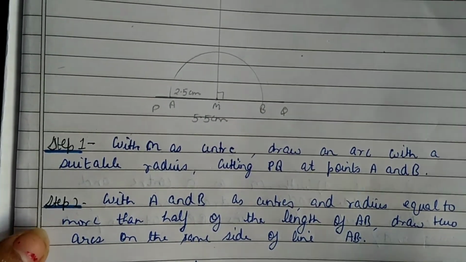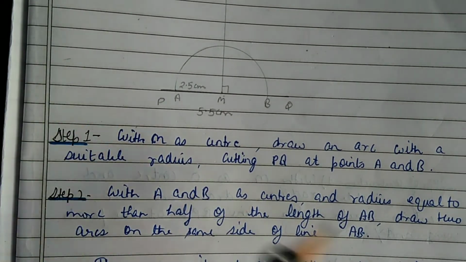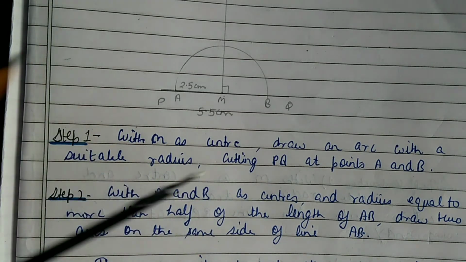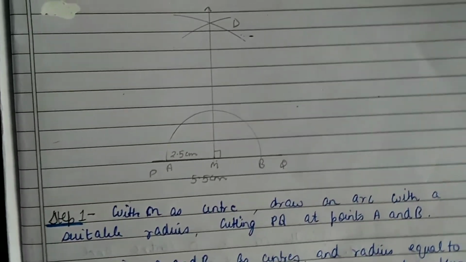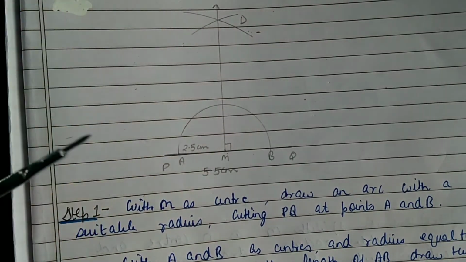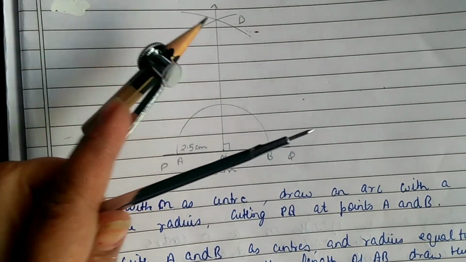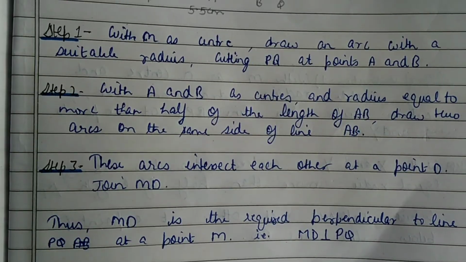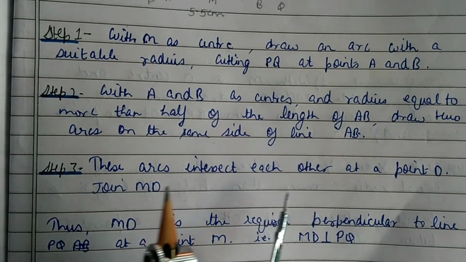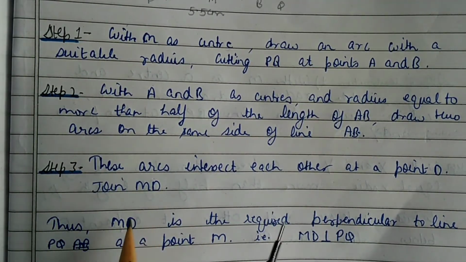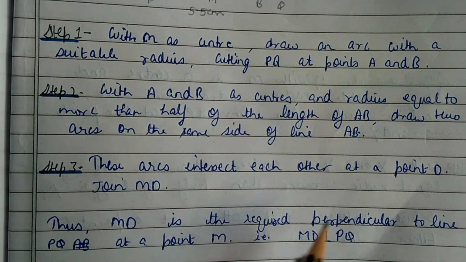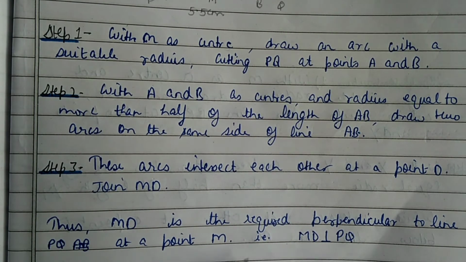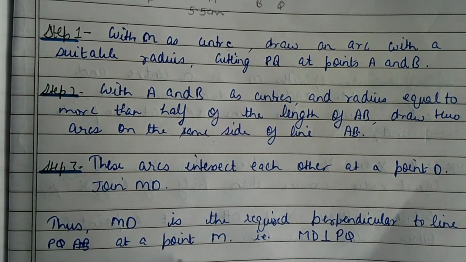After that, step 2. With A and B as center, radius equal to more than half the length of AB, draw two arcs on the same side of the line AB. यहाँ पे आपको आर्क ड्रॉ करनी है दोनों A से और B से सेंटर से. It will intersect at point D. Now step 3, these arcs intersect each other at point D. Now after that join MD. MD is a required perpendicular line, perpendicular to line PQ at point M. That is MD perpendicular to PQ.